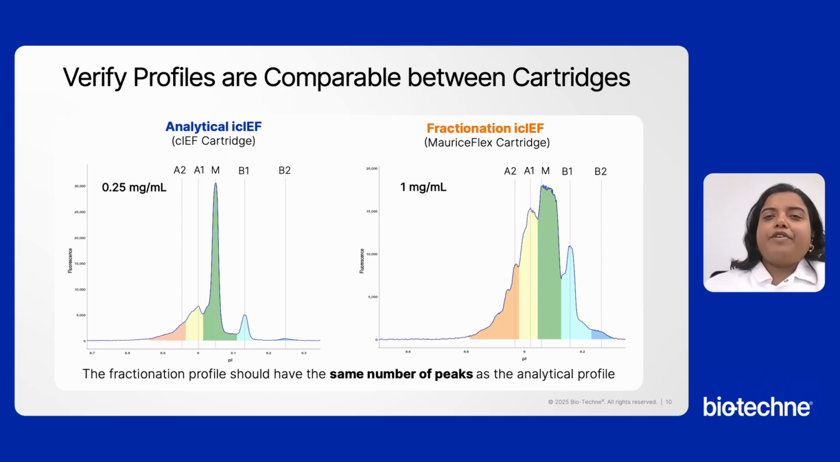This is the comparison of a profile of a mAb on the analytical icIEF cartridge at 0.25 mg per mL concentration, which you can see on the left, and on the fractionation cartridge at 1 mg per mL, that's on your right. The fractionation profile should have the same number of peaks as the analytical profile. This is where you lock in your icIEF method.